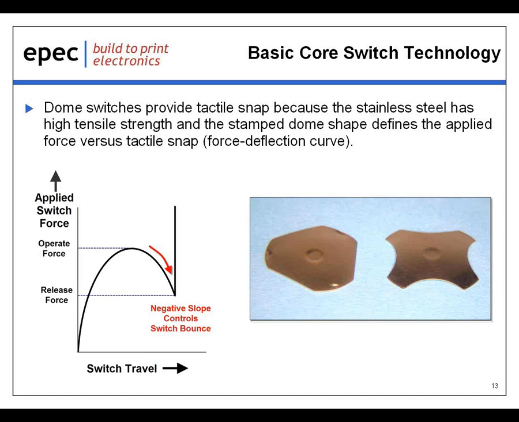Now look at the red arrow on the graph, and this indicates a negative slope where the travel increases but the force decreases. Notice that when the center portion of the dome reaches the surface below, applying additional force does not provide additional switch travel. This is indicated by the sharp vertical line on the graph. The difference between the operate force and the release force is the tactile feel or snap that the user feels. Now, many people confuse the tactile snap, which you actually feel, with the operate force, thinking they're the same, and they're really not.